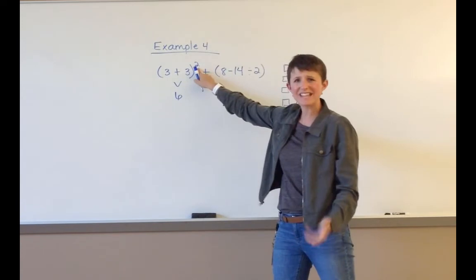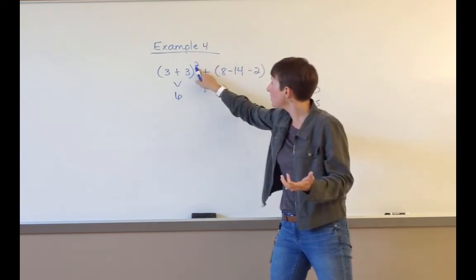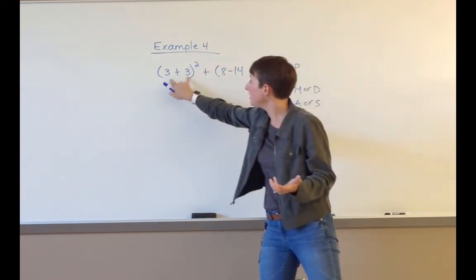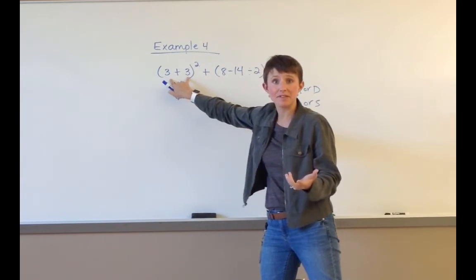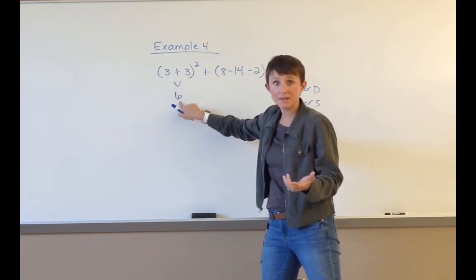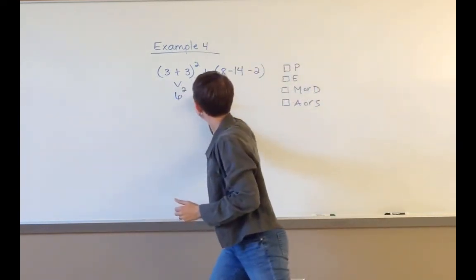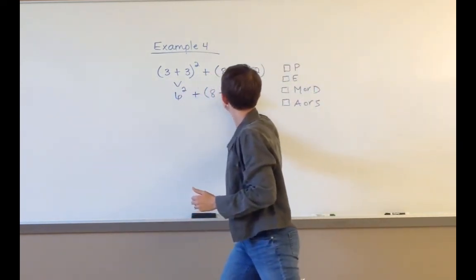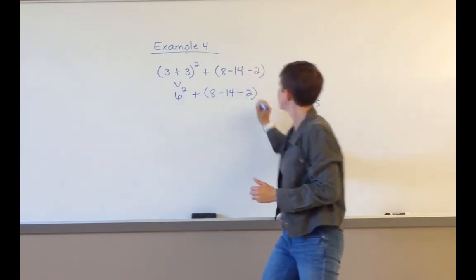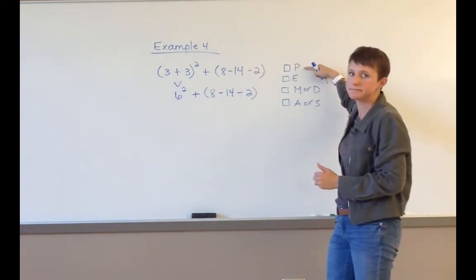Now you cannot forget that exponent out there. That exponent is for whatever happens on the inside of the parentheses. Since I got 6 from the inside, the parentheses come off, but the exponent is still there. Filling in what I haven't done. Can I check off P?